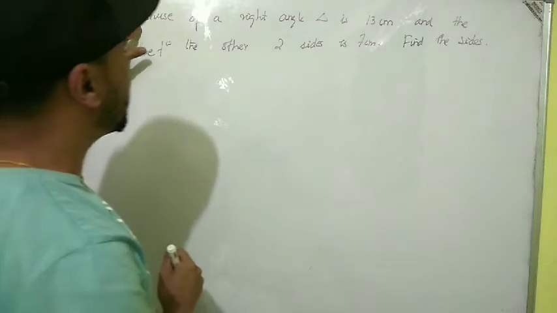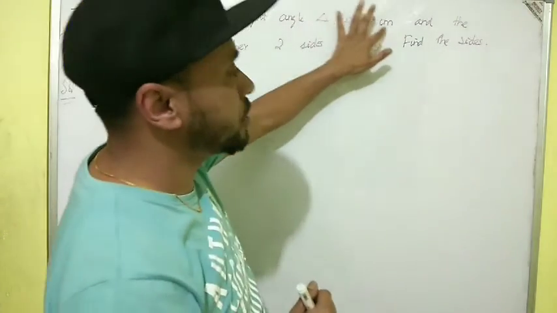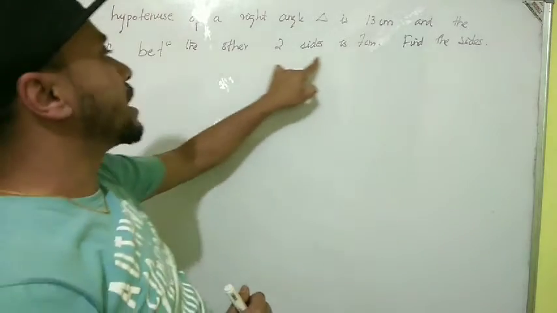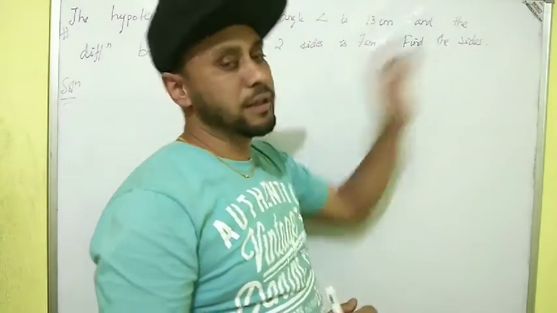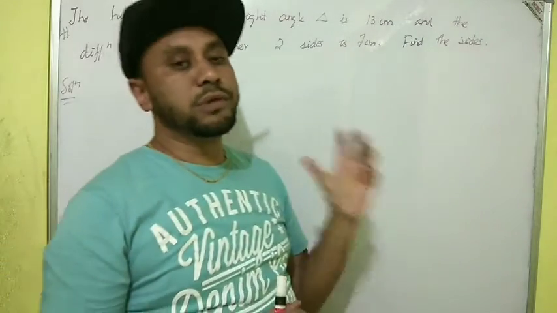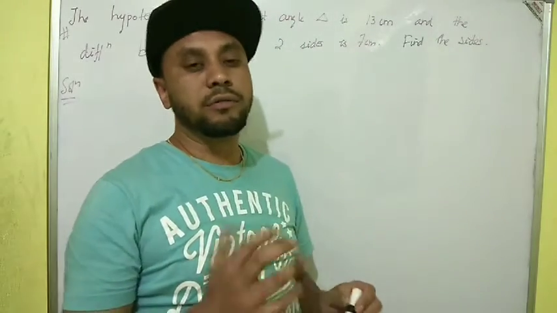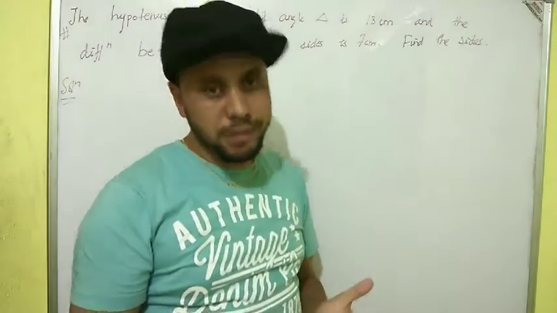Question: the hypotenuse of a right angle triangle is 13 centimeter and the difference between the other two sides is 7 centimeter. Find the side. You might get a question related to a circle or triangle or square or rectangle. The method is the same.